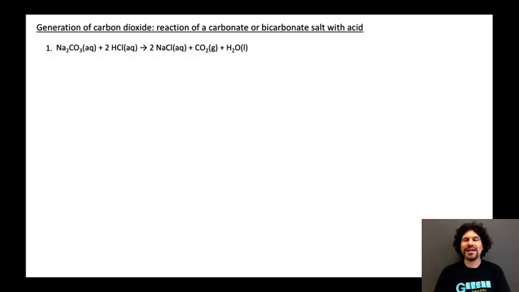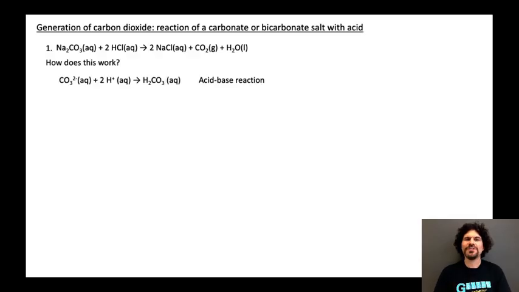And in both of the cases we're going to look at the reaction of a carbonate or bicarbonate salt with acid. So for our first example, we're going to look at sodium carbonate. Remember from your polyatomic ions that carbonate is CO3 2 minus, bicarbonate is HCO3 minus. So sodium carbonate plus 2 HCl is going to give you sodium chloride in solution plus CO2 gas and H2O liquid.